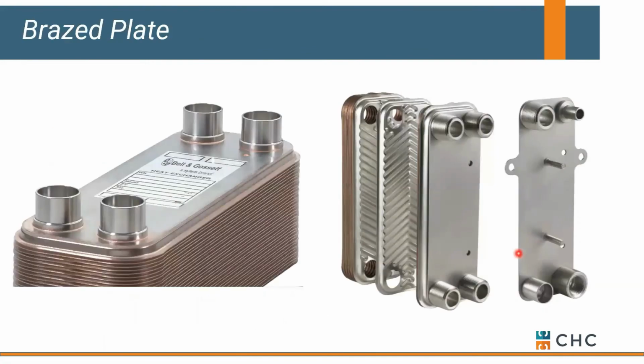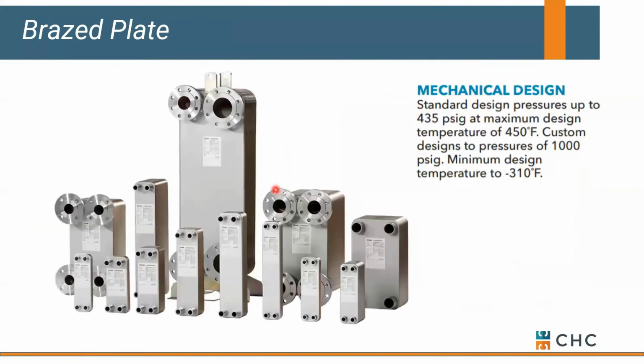Okay, last little section, and that's on braze plates. The big difference between a plate and frame and a braze plate is you'll notice the plates look very similar. Okay, they're just corrugated stainless. The difference is they're all sandwiched together and then they're brazed at the factory, either with copper or nickel, depending on your application. So it's a sealed unit. The advantage is you can run much higher pressures, up to 435 pounds of pressure, temperatures up to 450 degrees. Okay, all that is good.